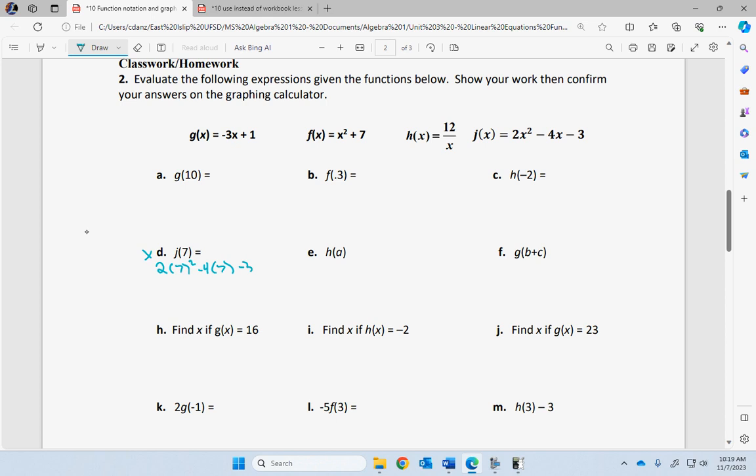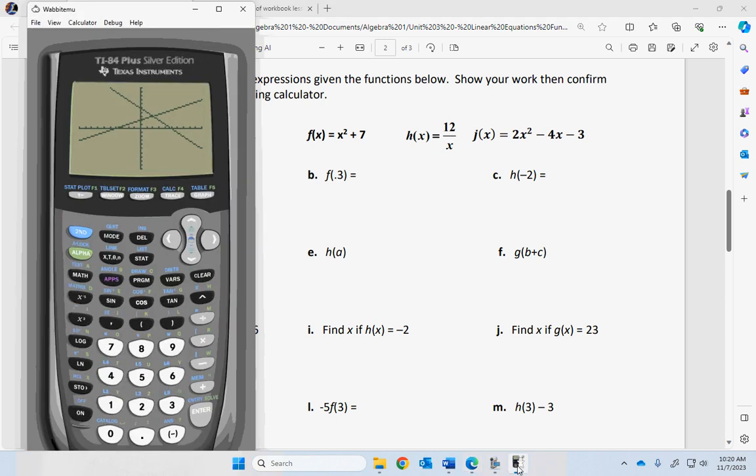Now, you can do this calculation on your own. The order of operations say you have to square first, so you'd have to do 7 squared, which is 49, and then multiply it by 2, and then subtract away 4 times 7, which is 28, and then subtract away 3. But guess what? You've got this nice tool here.